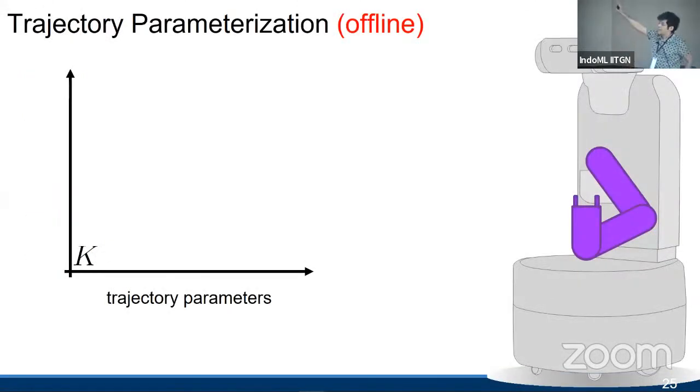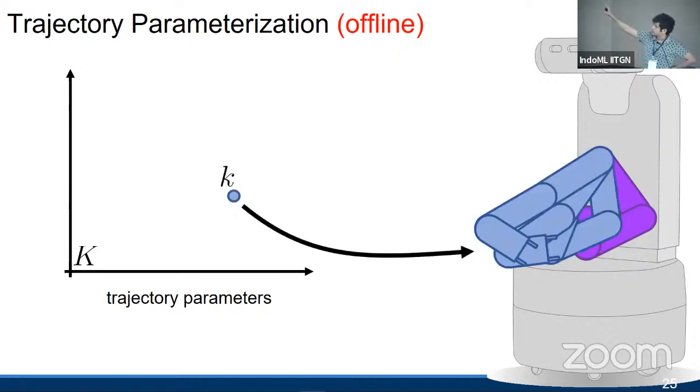We'll always have our friend, the robot over here, this manipulator, this Fetch on the right-hand side or your left-hand side. And in fact, the way that our algorithm works is as follows. First, we'll do something called trajectory parameterization, and this is done offline. So we'll have a space of trajectory parameters that I'll call capital K on the left-hand side. And each of these Ks is associated with the motion of the robot.